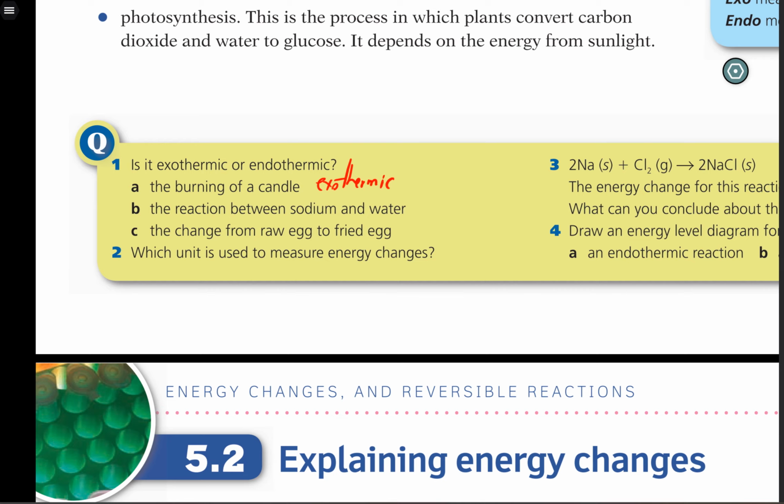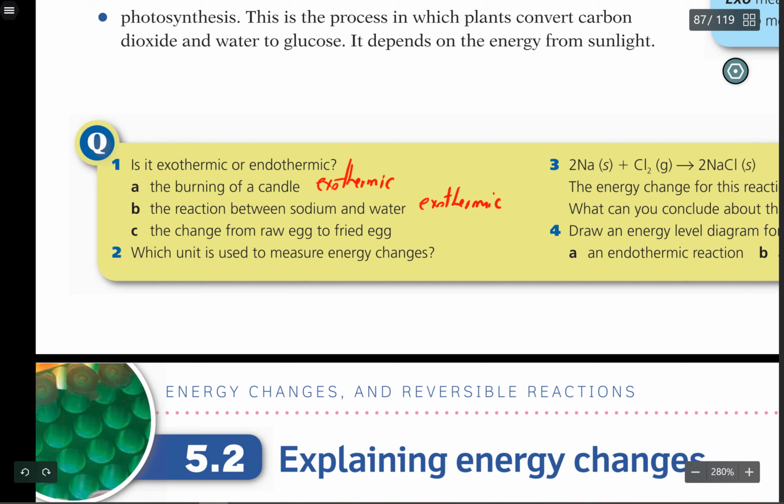The reaction between sodium and water. If you put sodium metal inside the water, the temperature of the water increases. The reaction between sodium and water releases hydrogen, so hydrogen gas is produced as a result of this reaction. And the reaction is so exothermic that sometimes the hydrogen burns. So all of these are signs that the reaction between sodium and water is an exothermic reaction.